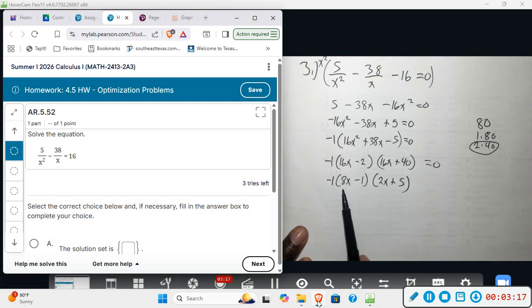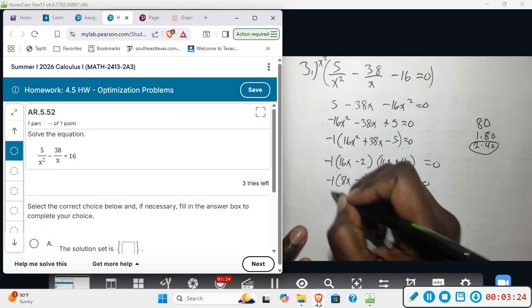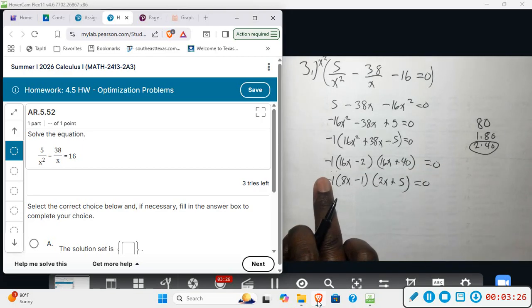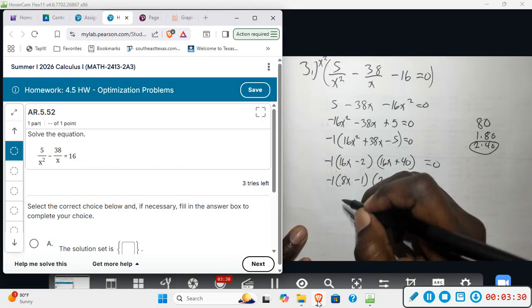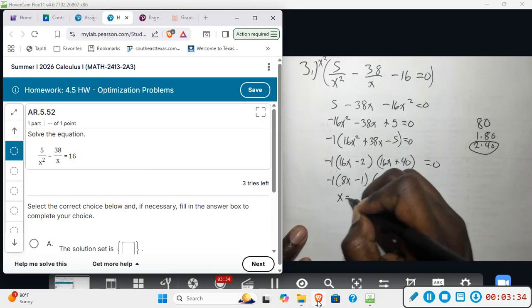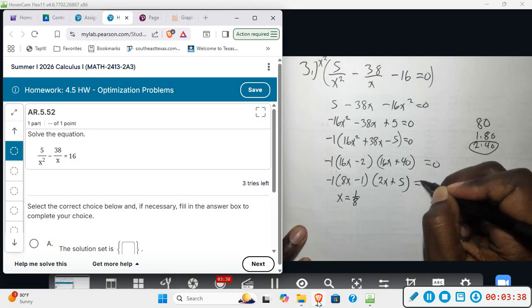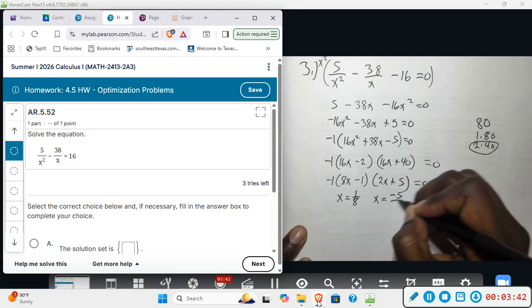And then we're going to set each of these equal to 0 and find the solutions. So basically, when this is equal to 0, you divide by -1. That -1 is not going to affect anything. So I'm only focusing on the linear factors. So we'll add 1, positive 1, divide by 8. X equals 1 over 8. Subtract 5, divide by 2. X equals -5 divided by 2.